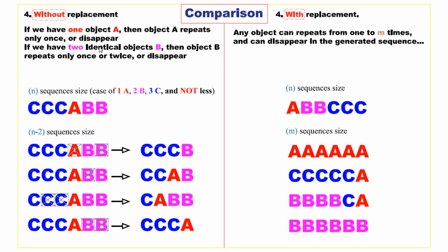But if we have two identical objects B, then objects B repeat only once or twice or disappear. So object B disappears from here, appears once here, and appears twice here in the sequence. And if we have 3 identical objects C, then objects C repeat only 1, 2, or 3 times. So for the case of 3 C's, we can see in the generated sequence we may have 3 C's, 2 C's, or 1 C, but C will not disappear for the case of generating n minus 2 sequence size.